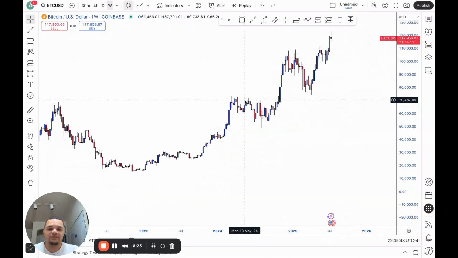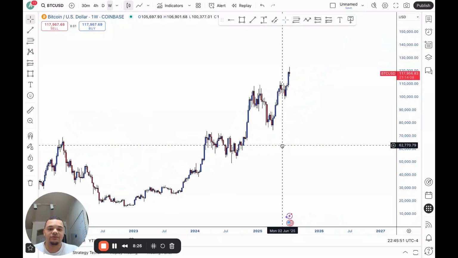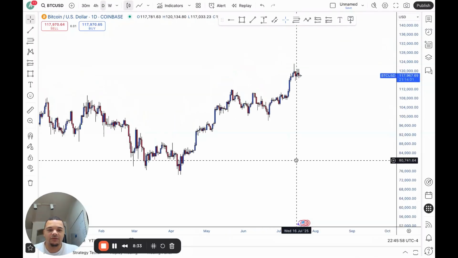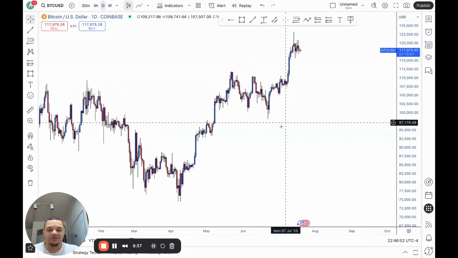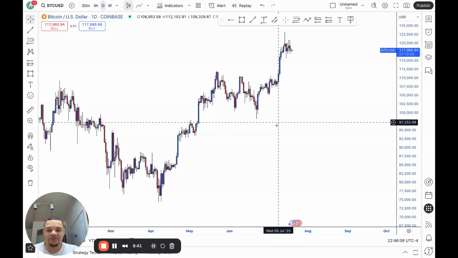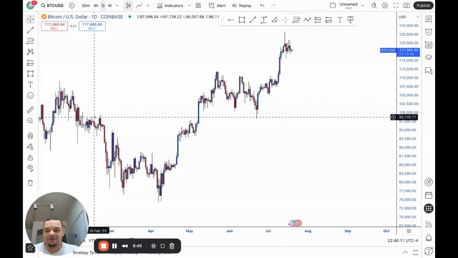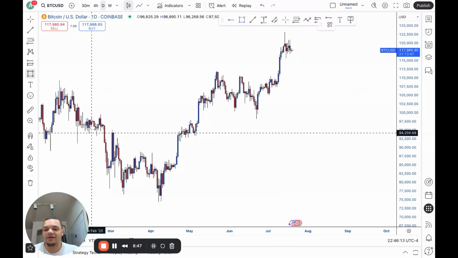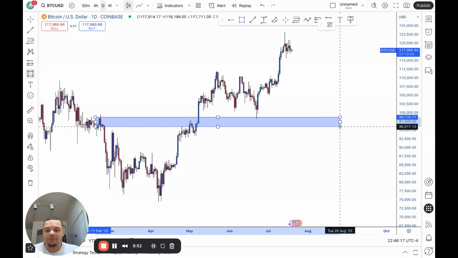So the weekly, we're in buys. We see that. Daily buys. What order block is all this pushing off of? Where did it touch? Right here. Right there. That's where. I hope y'all are paying attention.